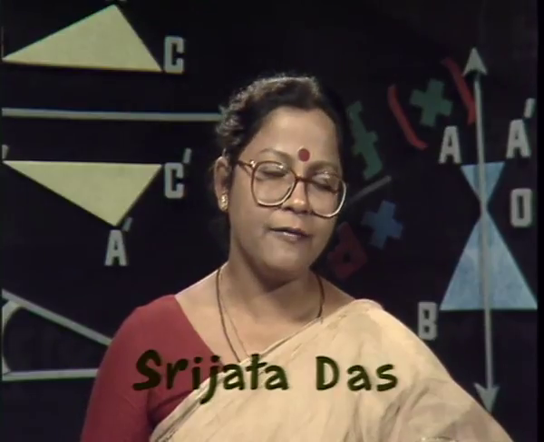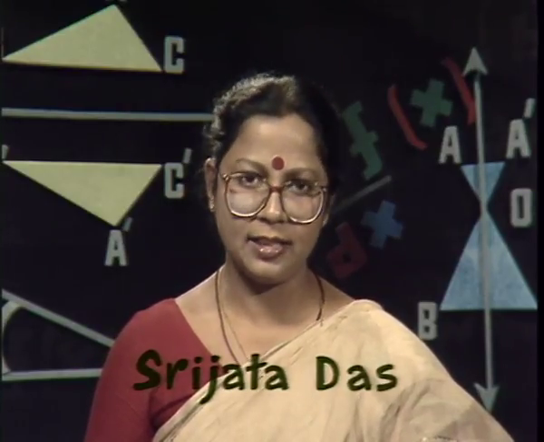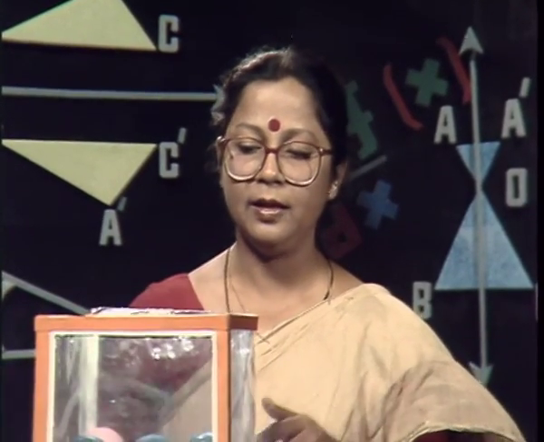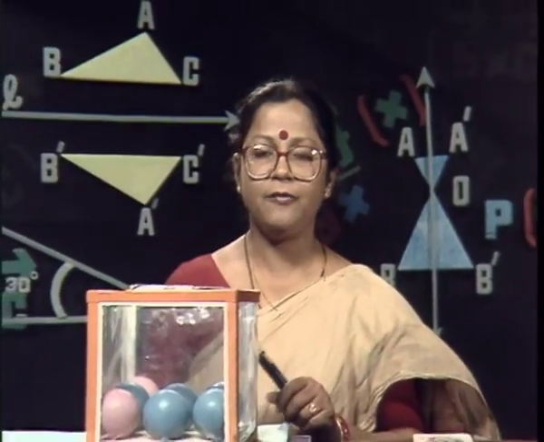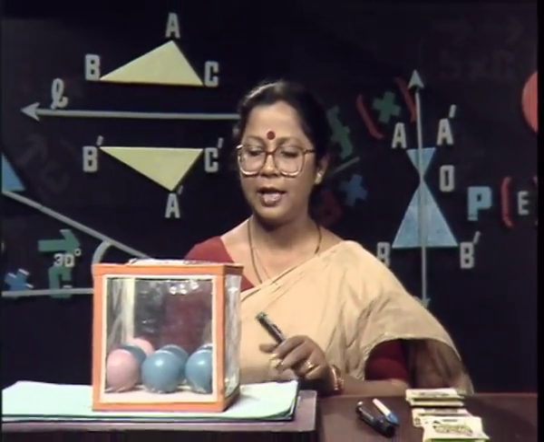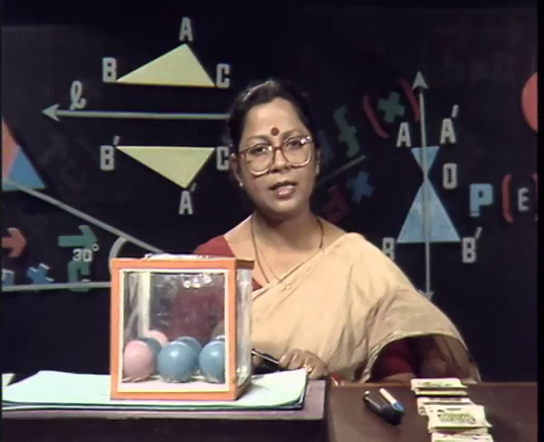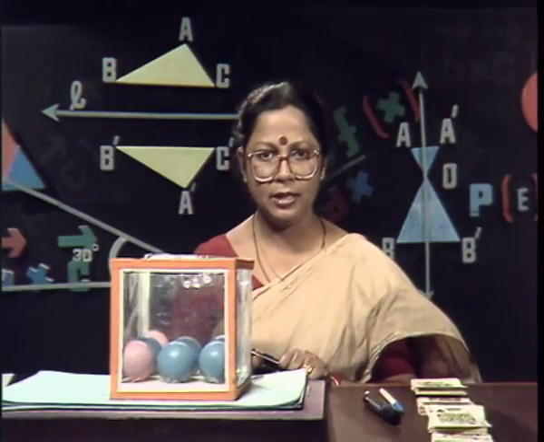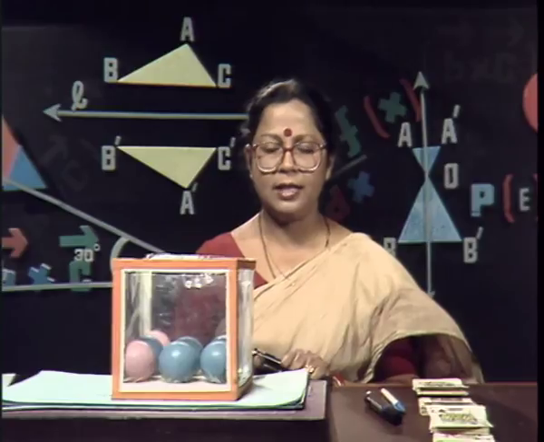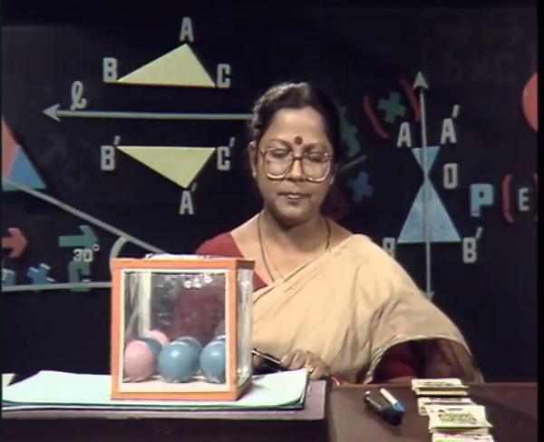In today's lesson, we are going to study how a given condition affects or changes the probability of occurrence of an event. We perform a random experiment. This is a container having 5 blue balls and 2 pink balls. The experiment is to pick up a ball at random. Since all these balls are similar except for the color, therefore, each of these balls is an equally likely outcome.